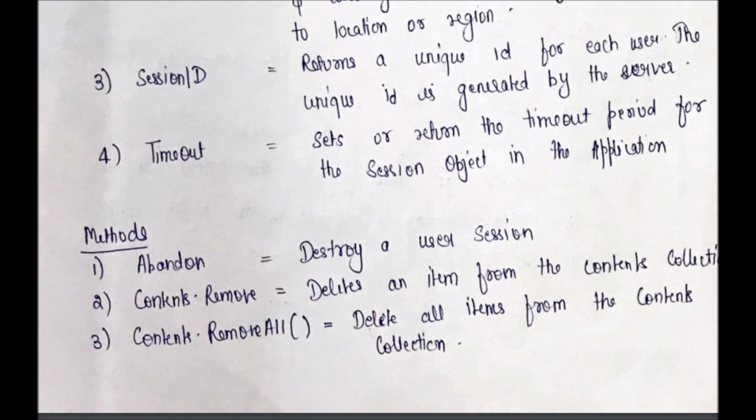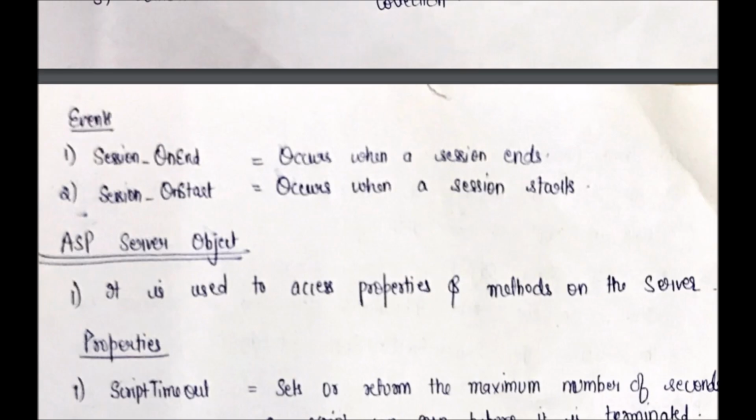Three methods are used here. First is abandon, which is used to destroy a user session. Second is contents.remove, which is used to remove a specific item, and contents.removeAll, which is used to delete all items from the contents collection. Events are here: Session_OnEnd and Session_OnStart. Session_OnEnd occurs when a session ends, and Session_OnStart occurs when a session starts. It's all about the ASP session object.